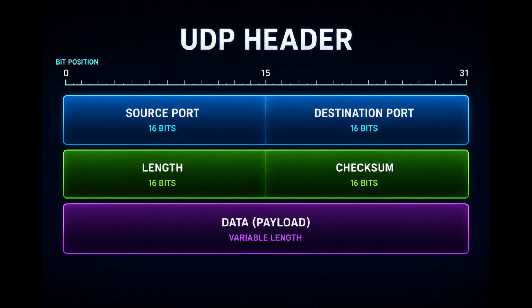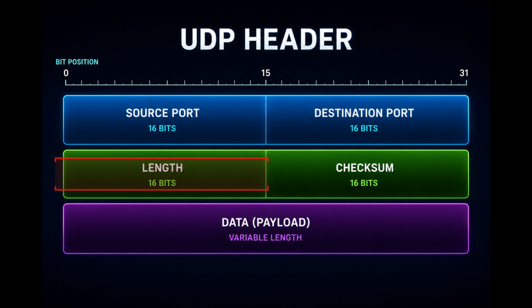Now let's take a look at the UDP header. Unlike TCP, the UDP header is much simpler because UDP is designed for speed and low overhead. In fact, the UDP header is only 8 bytes long and contains just 4 fields. At the top, we have the source port number and the destination port number, each occupying 16 bits. These fields identify which application is sending the data and which application should receive it.